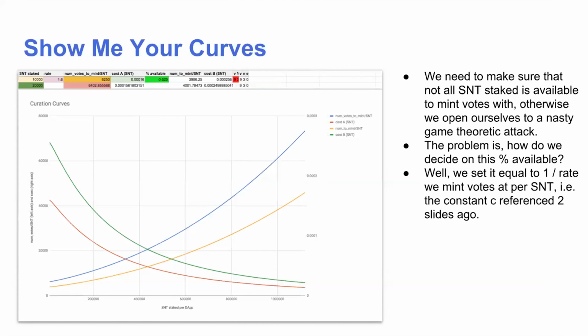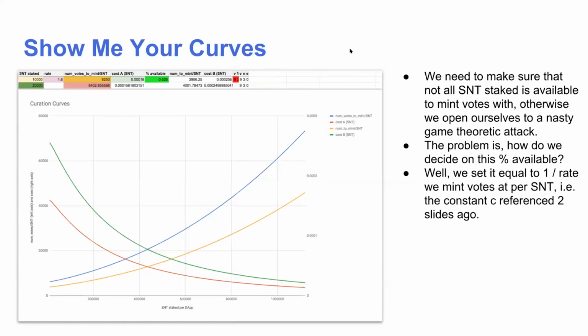Because the higher the percentage is, the more of the SNT that is staked that can be used to mint votes with, the slower SNT will accumulate in the registry, and the total SNT in the DApp store is a really good proxy for the overall crypto economic security of the entire store. So we would generally want the percentage available to be a little bit lower. Here you can see it's 62.5%.